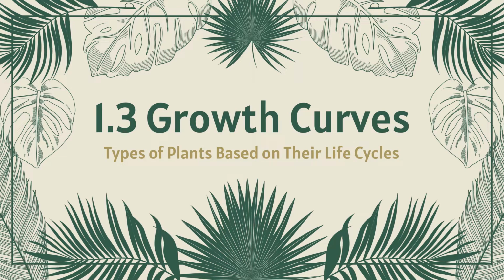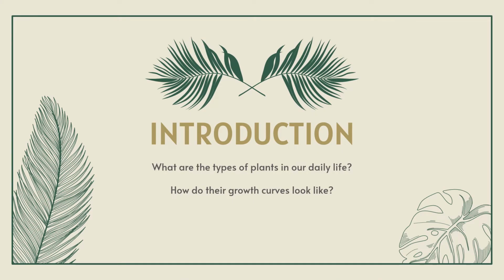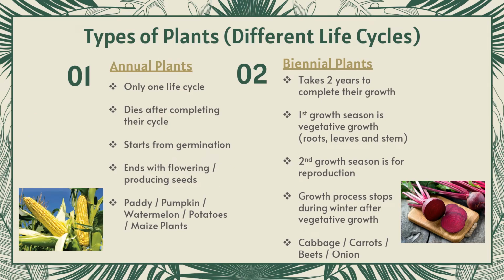Today we will learn about Form 5 Biology KSSM, topic 1.3 Growth Curves. First, what are the types of plants in our daily life and how do their growth curves look like? Let us have a look. We will learn about the types of plants which have different life cycles first.